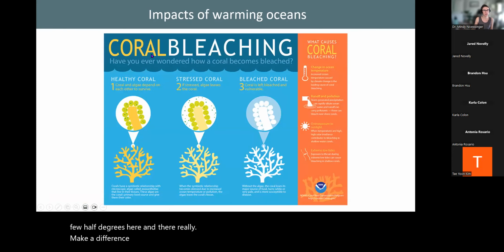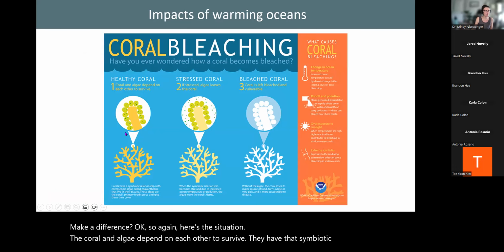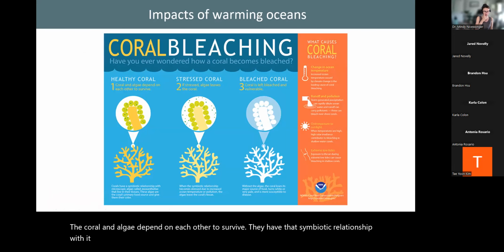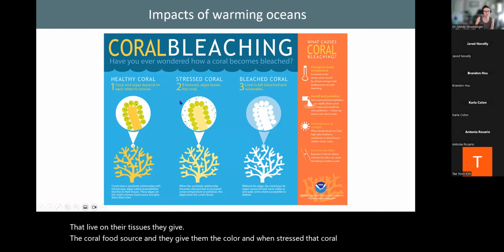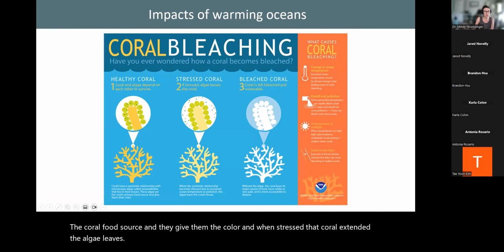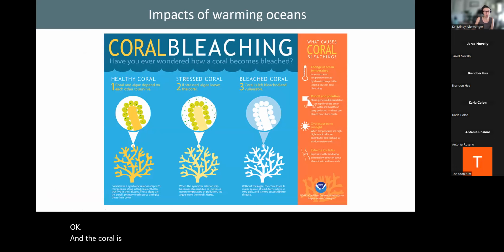So again, here's the situation. The coral and algae depend on each other to survive. They have a symbiotic relationship with an algae called zooxanthellae that live on their tissues. They give the coral a food source and they give them their color. When stressed, that algae leaves, and the coral is left bleached and vulnerable. It loses its major source of food, turns white or pale, and is now susceptible to disease.